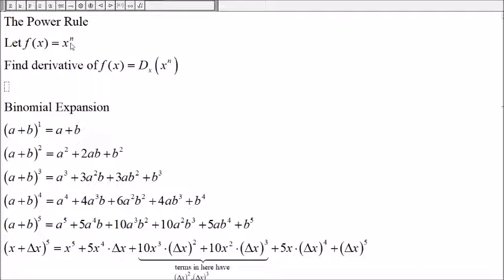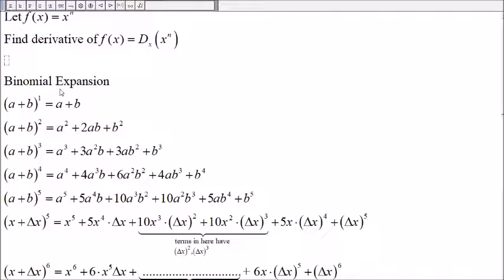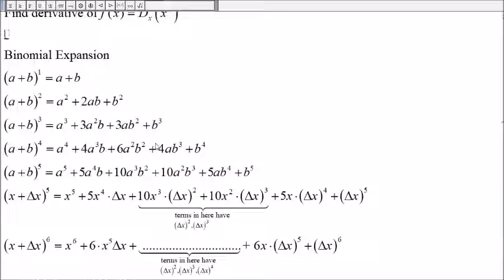And so now we want to develop a formula for something like this, x to the n. First let's look at the binomial expansion. Notice that if we have a plus b to the first, then it's just a plus b. If we have a plus b to the second, then we get a to the second plus 2ab plus b squared. If we have a plus b to the third, then it becomes a to the third plus 3a squared b plus 3ab squared and b to the third.